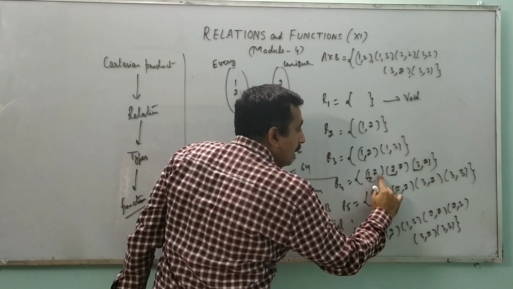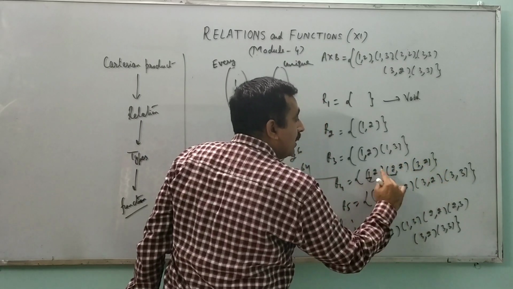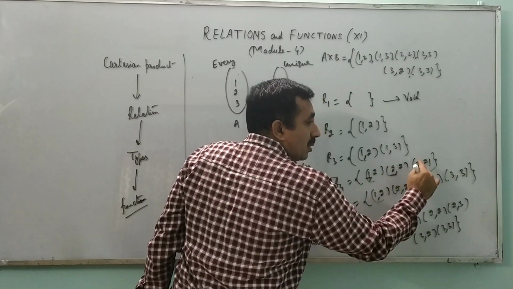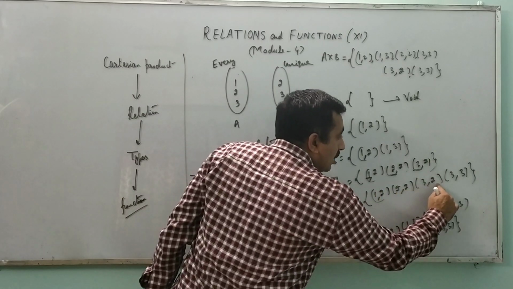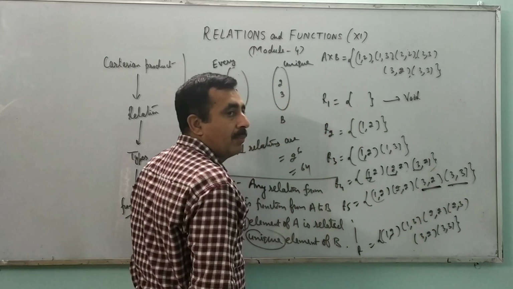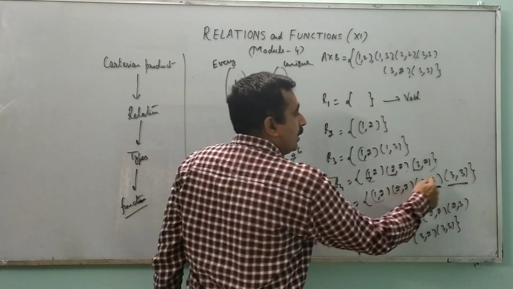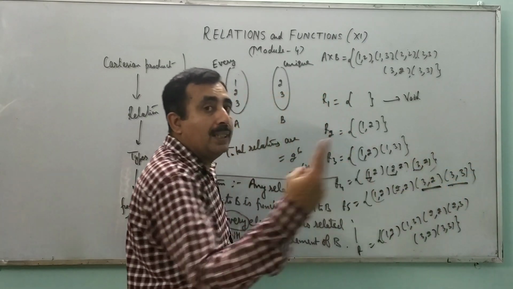1 has 2 images, 2 has 2 images, 3 has 2 images. 1 is related with 2, 2 with 2, 3 with 2, and 3 with 3. So 3 is related with 2 elements: 3 is related with 2 also, 3 is related with 3 also.